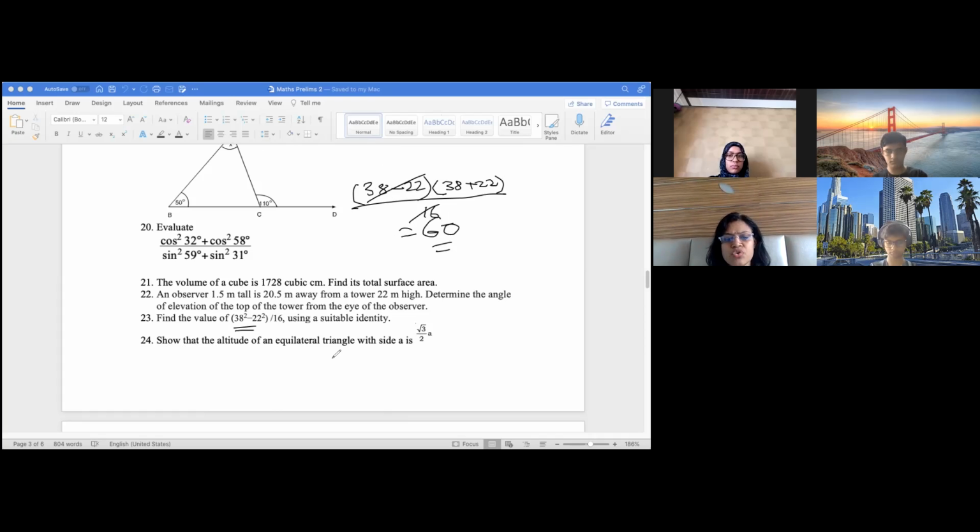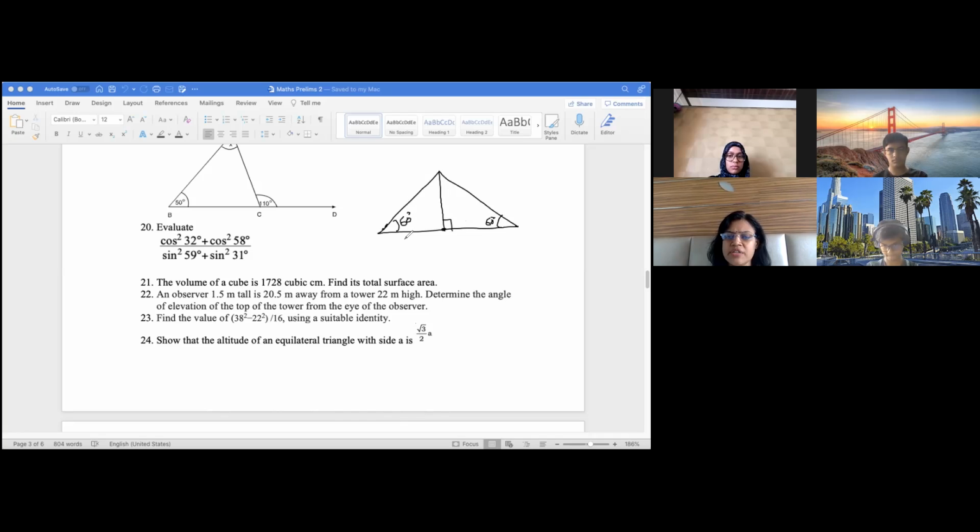Show that the altitude of an equilateral triangle with side A is √3/2 times A. Any way you can solve. It is an equilateral triangle, so that means all the angles are 60 degrees. So you have to show that the altitude falls at the midpoint.